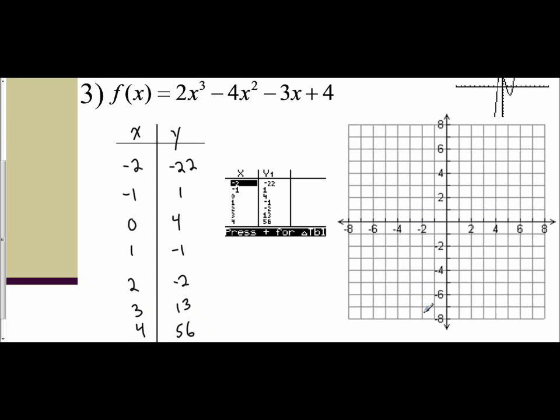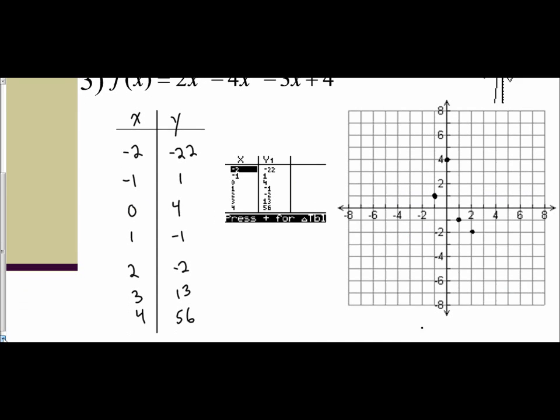So at -2, I'm all the way down here to -22, way beyond this point. But at -1, I'm all the way up here to +1. At 0, I'm at 4. At 1, I'm at -1. At 2, I'm at -2. At 3, I'm all the way up here to 13. And so that allows us to at least plot those points.